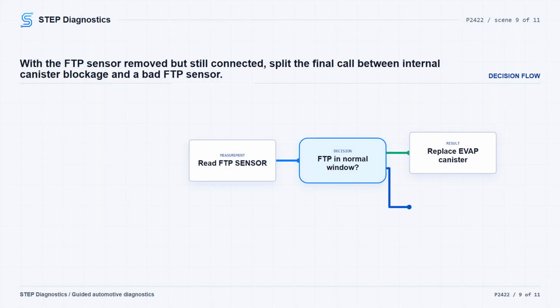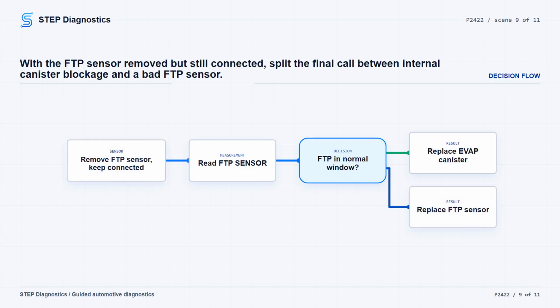Turn the ignition switch to lock (0). Remove the FTP sensor from the EVAP canister with the connector still connected. Turn the ignition switch to on (II), and check FTP sensor again. If the reading is now in that same normal range, the FTP sensor port is okay and the EVAP canister has an internal blockage, so replace the EVAP canister, then verify the repair. If the reading is still not in range, replace the FTP sensor, then verify the repair.